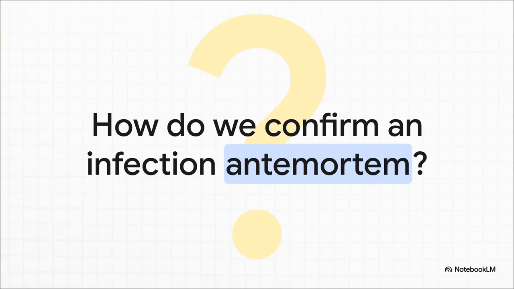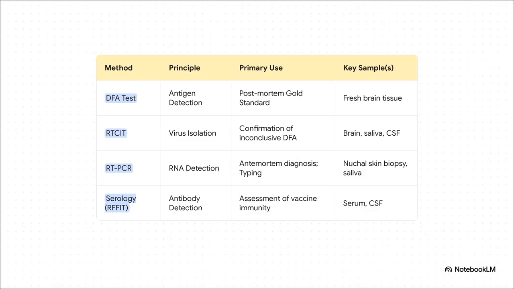But here's the challenge, right? How do you confirm this in a patient who is still alive? You can't just take a brain biopsy. The classic Negri bodies are off the table, so you have to get a bit more creative. And this is where modern molecular diagnostics completely change the game. For a postmortem case, sure, the direct fluorescent antibody test on brain tissue is still the gold standard. But for a living patient, RT-PCR is our hero, and the most reliable sample is a nuchal skin biopsy.